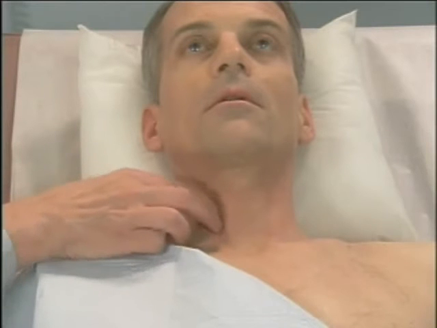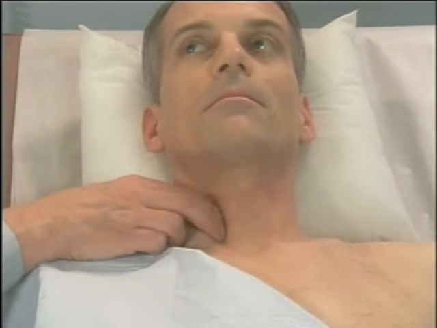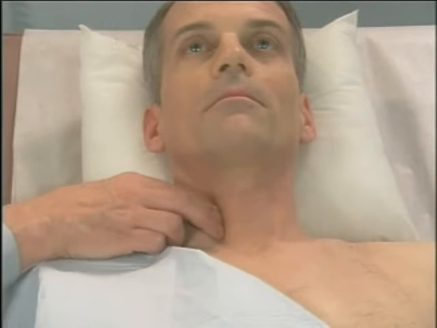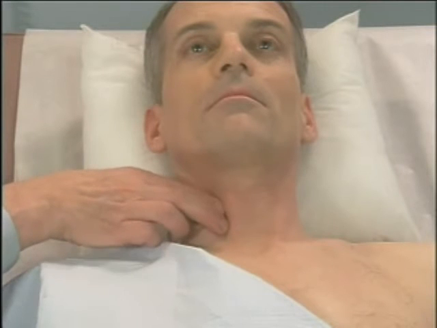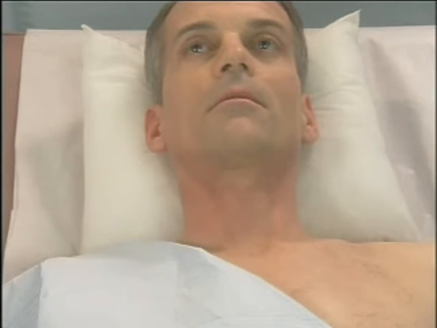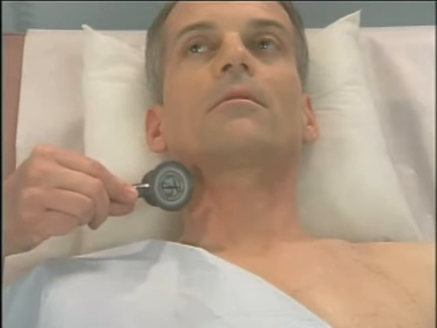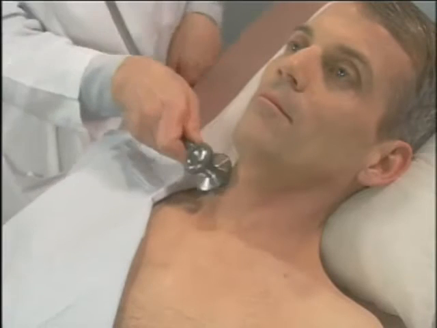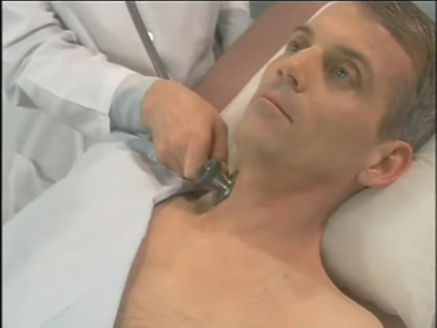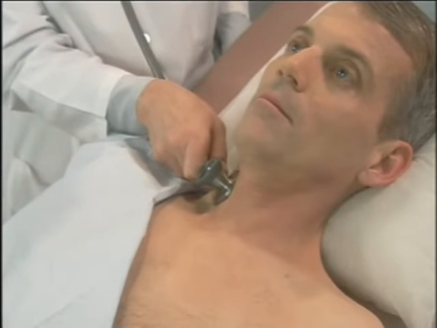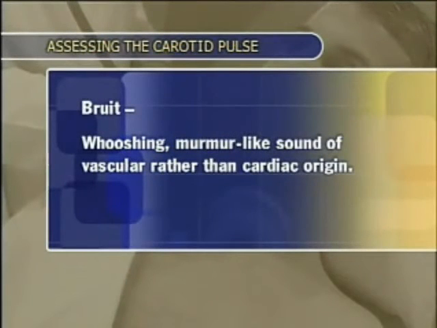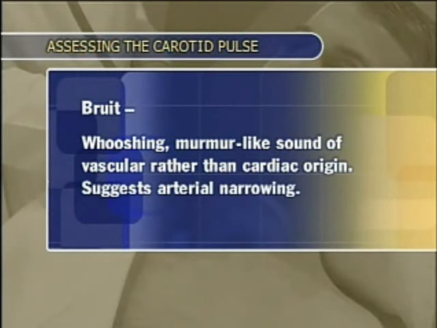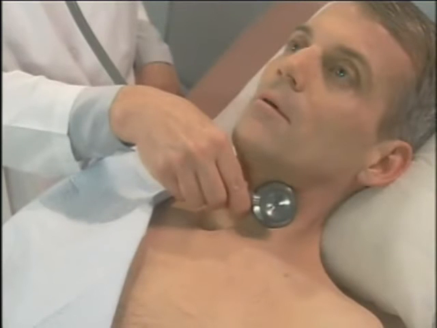During palpation of the carotid artery, you may detect humming vibrations or thrills that feel like the throat of a purring cat. Routinely, but especially in the presence of a thrill, you should listen over both carotid arteries with the diaphragm of your stethoscope. Ask the patient to hold breathing for a moment. Hold your breath, so that breath sounds do not obscure the vascular sound. Listen for a bruit, which is a whooshing, murmur-like sound of vascular rather than cardiac origin. A bruit suggests arterial narrowing. If present, a bruit would sound like this.